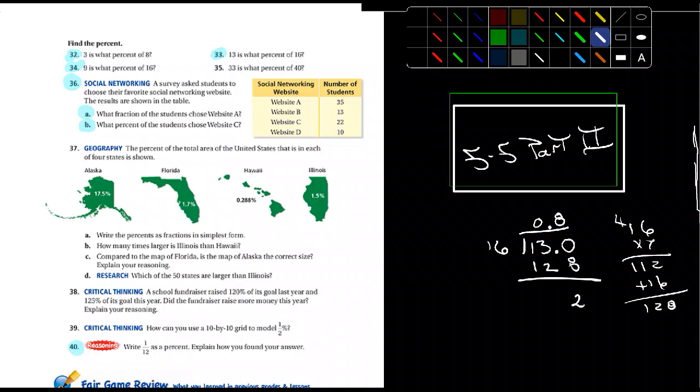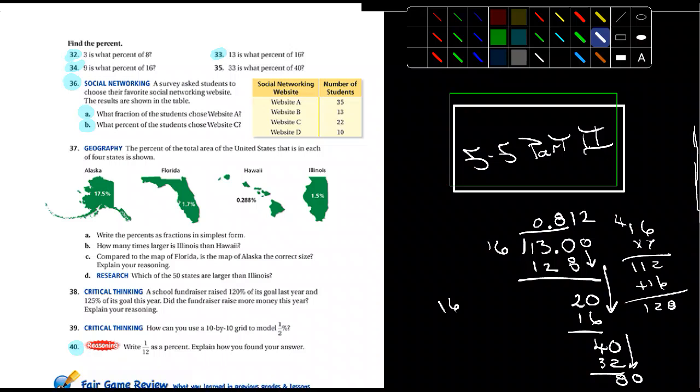What's left over? 2. So we're going to add a 0, bring it down. How many times does 16 go into 20? Once. 16. What's left over? 4. Bring down the 0. How many times does 16 go into 40? 2 times. What's 16 plus 16? It's 32. 8 left over. Bring down another 0. So that was 2 times.